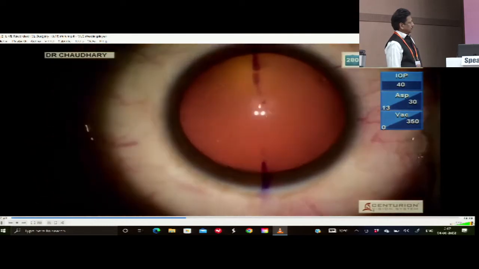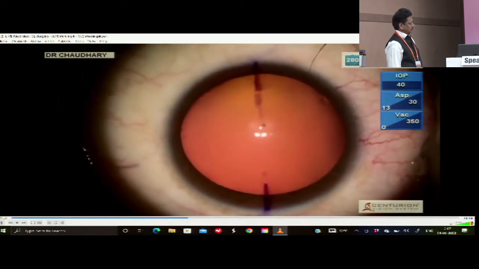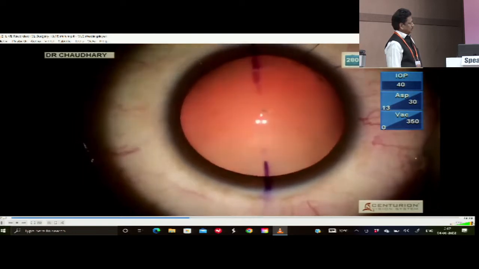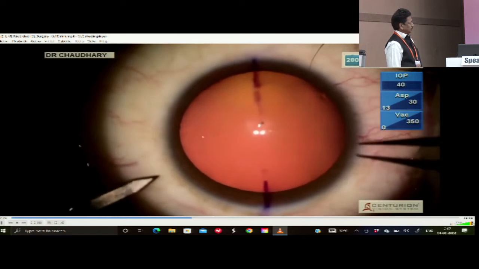Because referral marking is always done in the sitting position, because once the patient lies down, there is a torsional movement, so referral marking will not be 90, 180 axis will not be correctly marked. Perfect. So we move on.